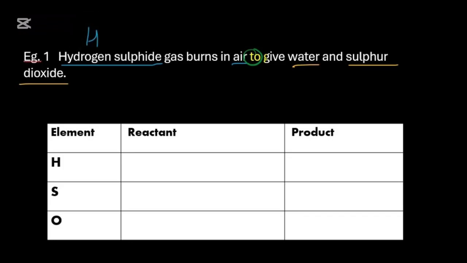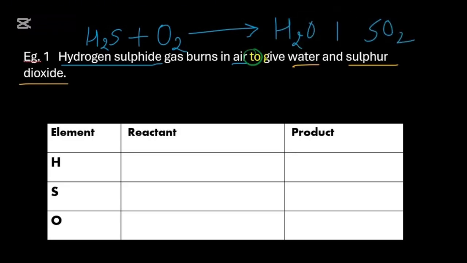We will take the same statement here. So hydrogen sulfide, that is H2S, reacts with air. Air means the oxygen. So oxygen gas molecule, that is O2, to give water, H2O, and sulfur dioxide, SO2. So what we'll do, we will list down the elements. In this case, hydrogen, sulfur, and oxygen are the elements. Now, like we have seen in level 1 and level 2, we see how many atoms are present in the reactant and product, and in this case, if we see, everything is balanced.